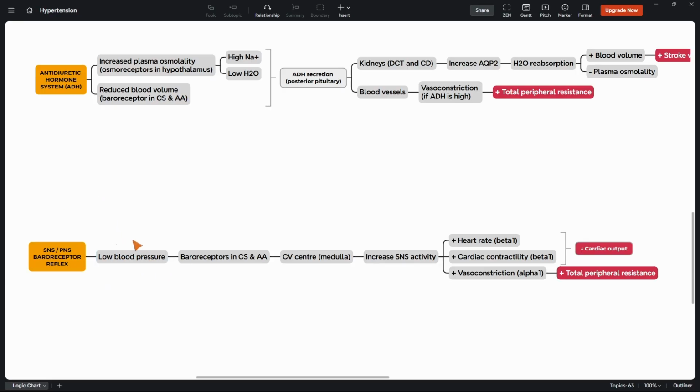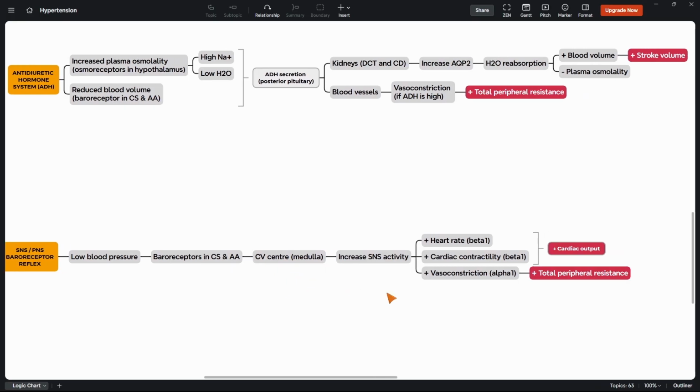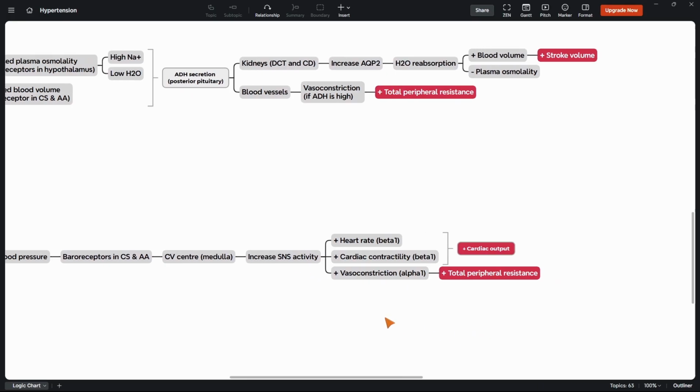So as an example, if you have low blood pressure, you have low blood volume, and that is picked up by the baroreceptors in the carotid sinus and the aortic arch, and that sends signals to the cardiovascular center located in the medulla. This then will trigger an increase in the sympathetic nervous system activity, and it acts on both the effector organs of the heart and the blood vessel. In terms of the heart, it increases heart rate by stimulating the beta-1 receptors, and it also increases cardiac contractility by the same beta-1 receptors.